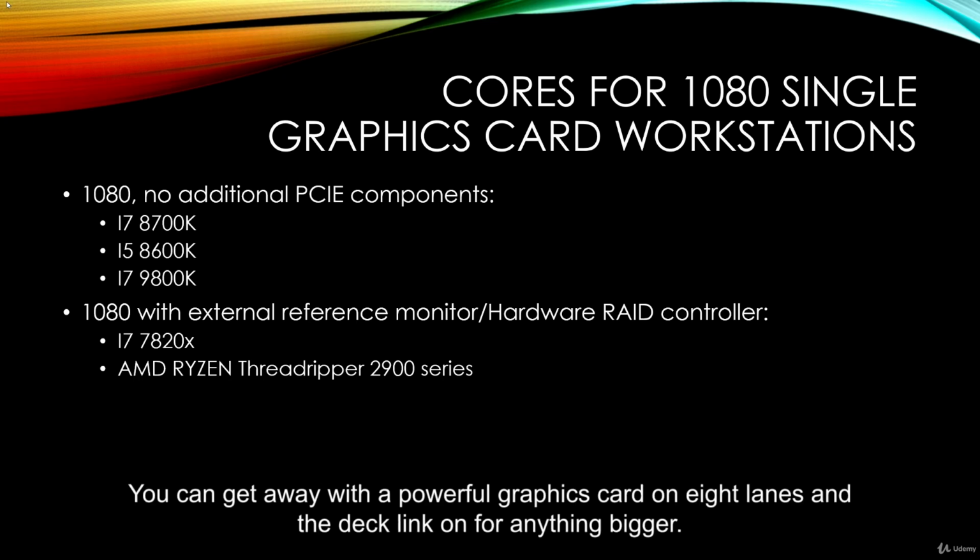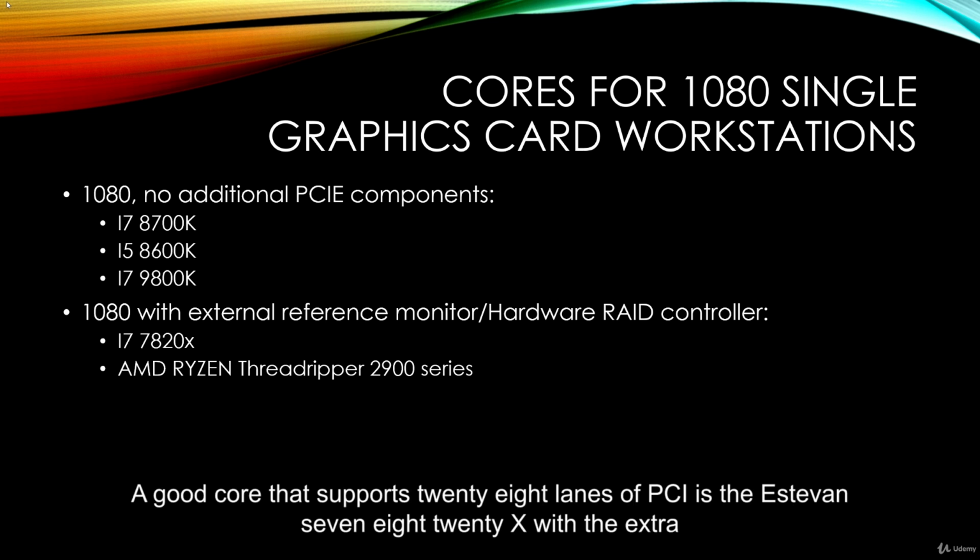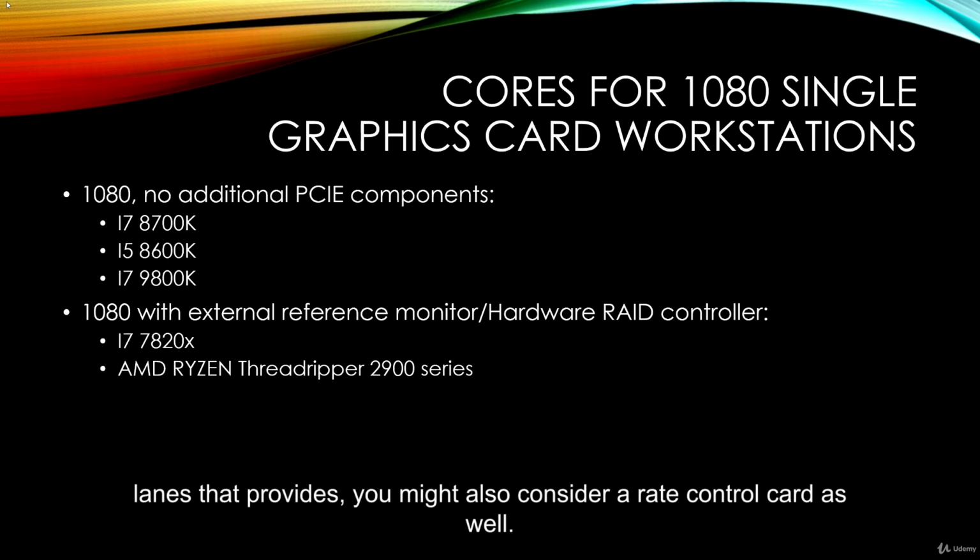For 1080 work, you can get away with a powerful graphics card on 8 lanes and the DeckLink on 4. Anything bigger and you should consider a better core. A good core that supports 28 lanes of PCIe is the i7-7820X. With the extra lanes that provides, you might also consider a RAID control card as well.